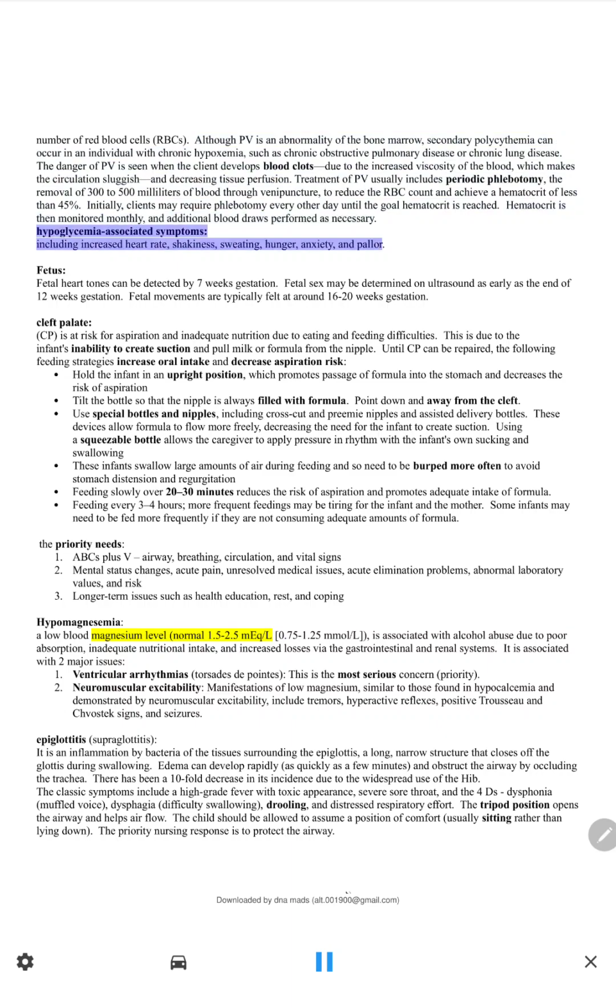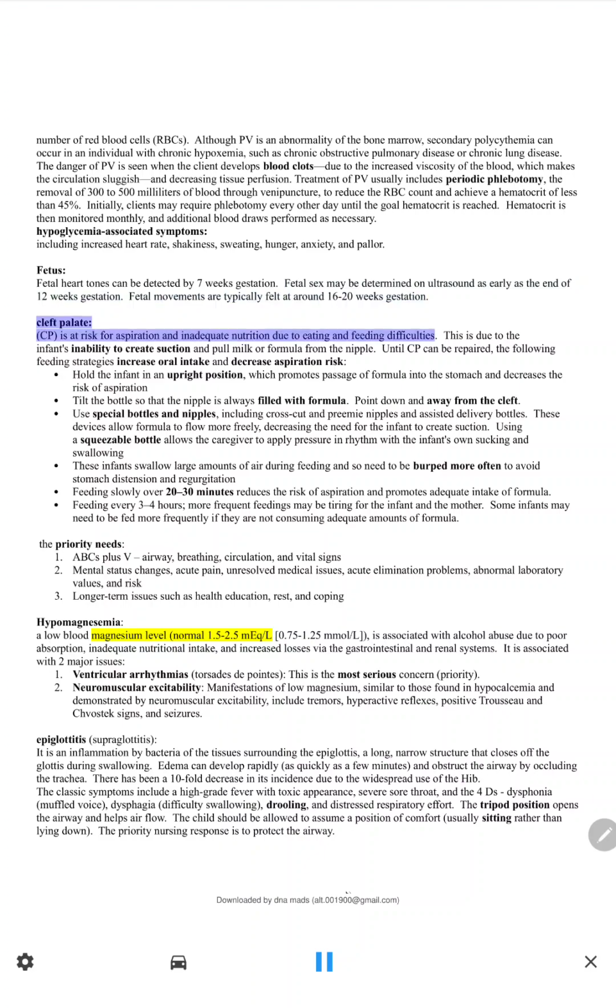Hypoglycemia-associated symptoms, including increased heart rate, shakiness, sweating, hunger, anxiety, and pallor. Fetus. Fetal heart tones can be detected by 7 weeks gestation. Fetal sex may be determined on ultrasound as early as the end of 12 weeks gestation. Fetal movements are typically felt at around 16 to 20 weeks gestation.